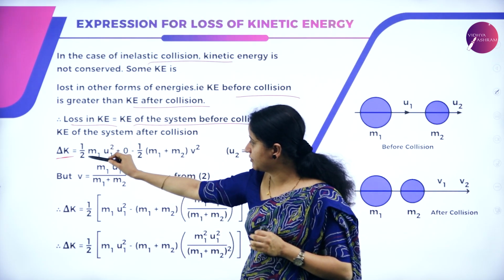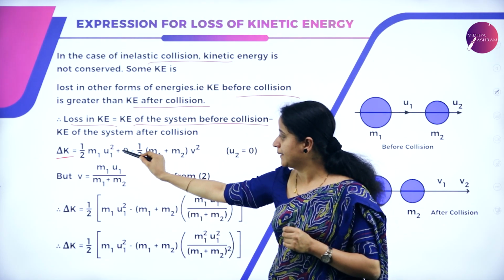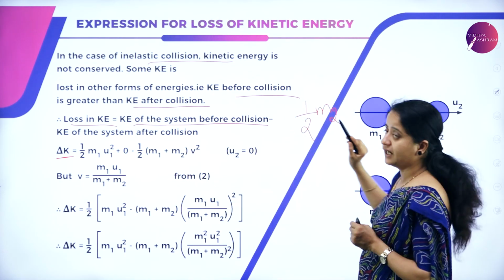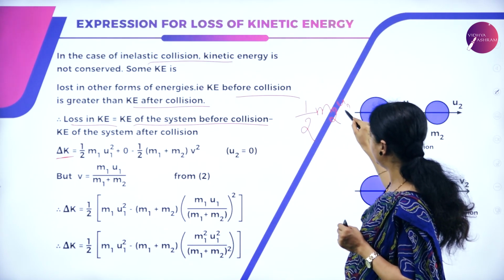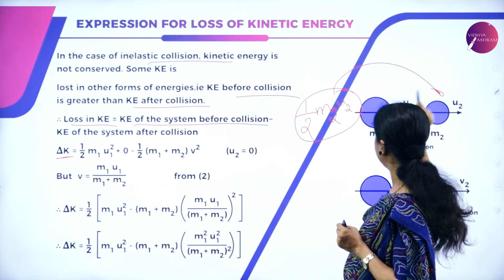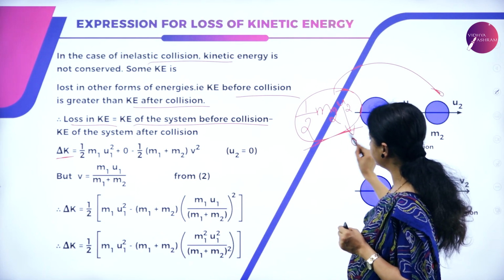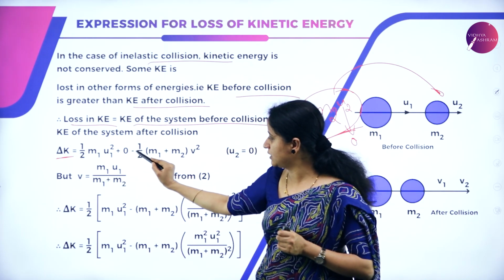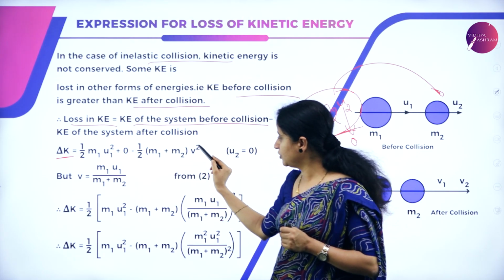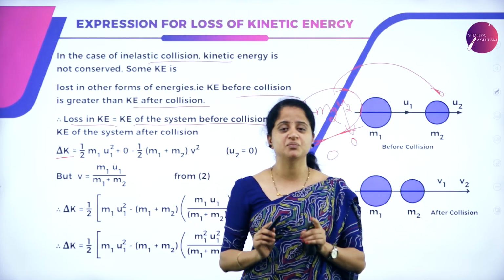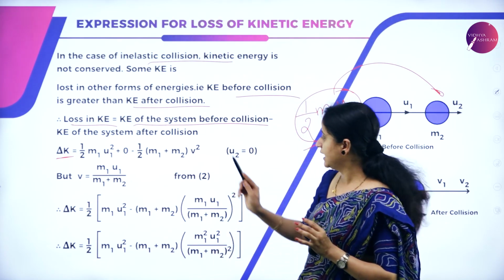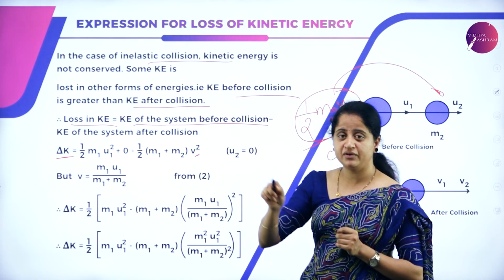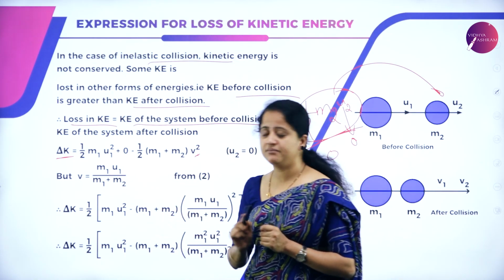So kinetic energy of the system before collision is half m1 u1 square plus 0. Why 0? Because the velocity of body B before collision is 0, and hence the entire term half m2 u2 square, which is the kinetic energy expression for body B, becomes 0 since u2 is 0. So we get delta K is equal to half m1 u1 square plus 0 minus half m1 plus m2 into v square. Why? Because after collision both the bodies travel with common velocity, and hence we write m1 plus m2 into v square. But what is the v value? The v value we have already derived, that is m1 u1 divided by m1 plus m2.